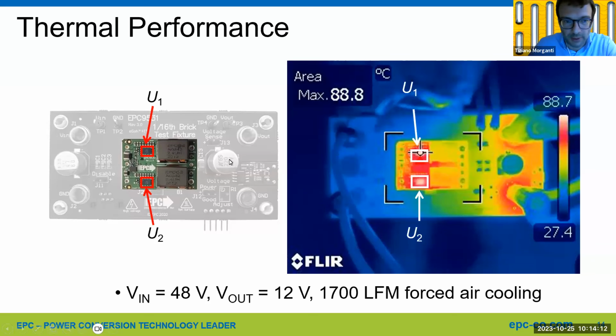Thermal imaging of the board delivering the full power output. So we can see the temperature is under control. And so you can see the hotspot on the power stage is 88 degrees with an ambient temperature of about 25 degrees.